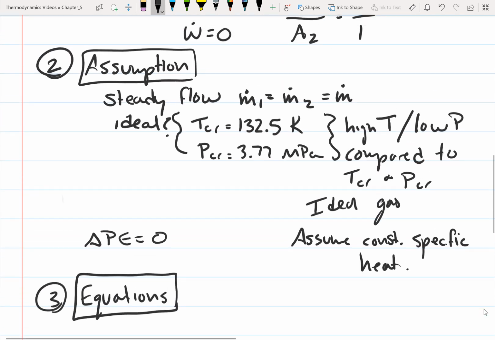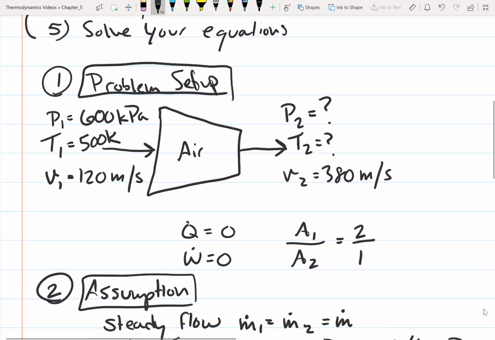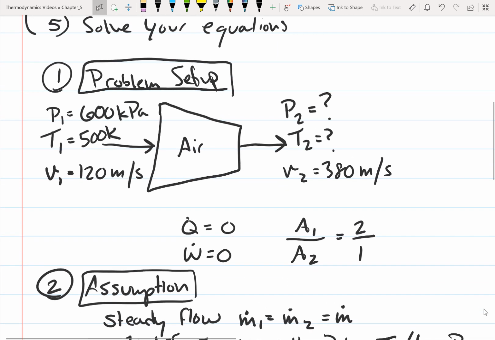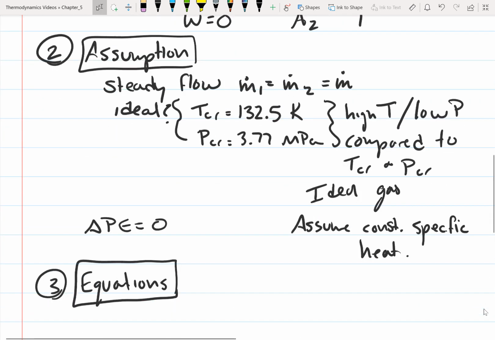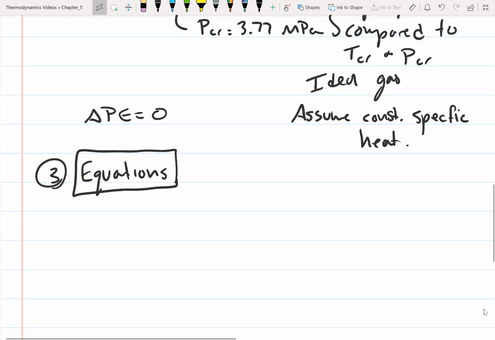Okay, so we have fluid flowing through a nozzle. The pressure and temperature are changing. The velocity is changing. So there's going to be some energy transfers. So basically, we need to do an energy balance to solve this problem, which is the first law. So we're going to apply the first law to this problem.